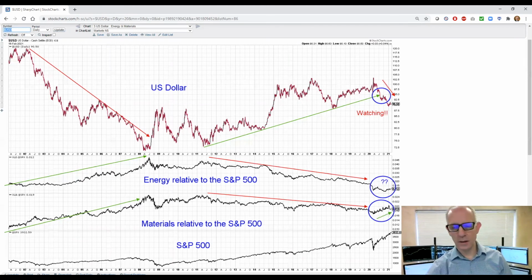Essentially, we're looking at the relationship of materials. We're looking at energy, and those can either support this move up or support this move down. So we're very closely monitoring those relationships. Those are the main charts I wanted to share this week.